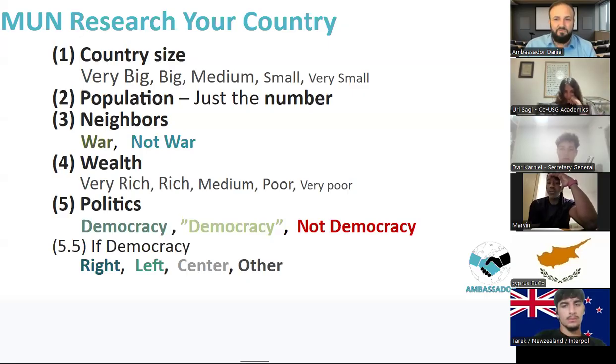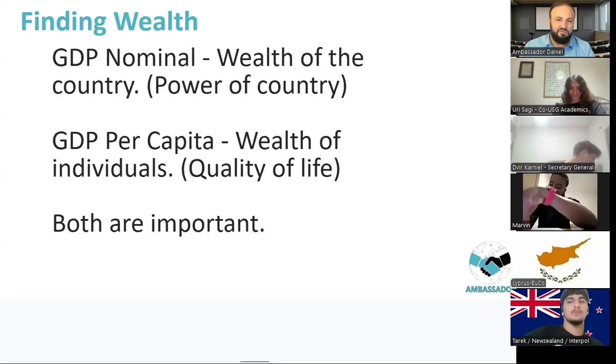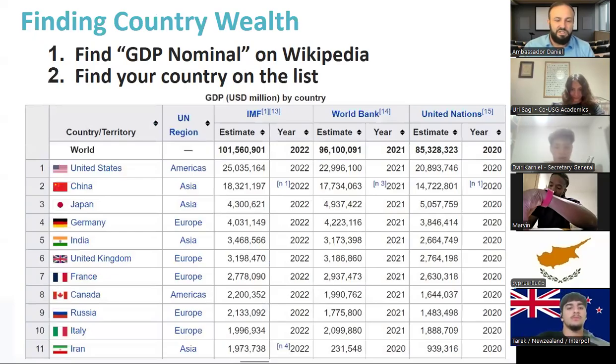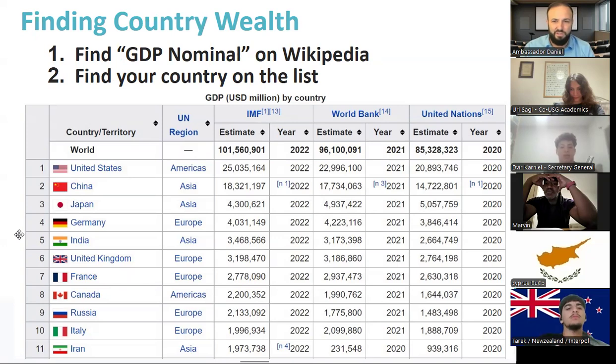Next, wealth. Same thing. Very rich to very poor. Where does your country stand? The way to measure this is with GDP. GDP is gross domestic product, how much a country produces. It doesn't measure all wealth like online sales, but it's a pretty good indicator. And then there's GDP per capita, which is how wealthy the individuals are. So just take a quick glance at both and it'll help you see where you stand. For example, GDP nominal, which is the wealth of a country: US, China, Japan, Germany, India. So based on this, these should be the richest countries in the world. But if you look at GDP per capita, by the way, you look here for who is above and who is below. Let's say I'm Germany, I'm poorer than Japan, I'm richer than India, something like that.